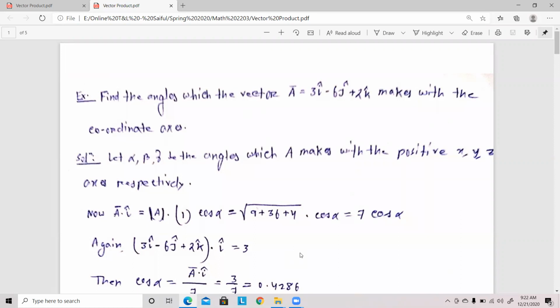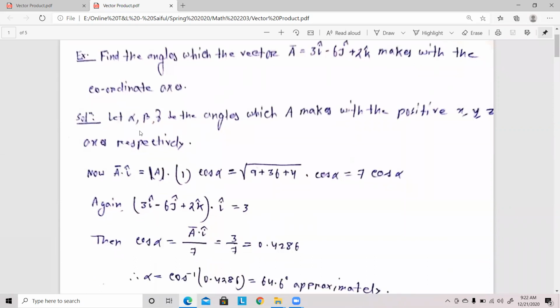etc. And today, we'll come to know about how we could find the angle of a vector with the coordinate axis. Given an example, we have to find the angles which the vector A makes with the coordinate axis.